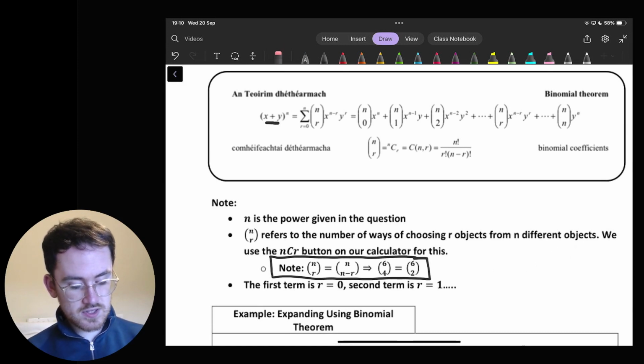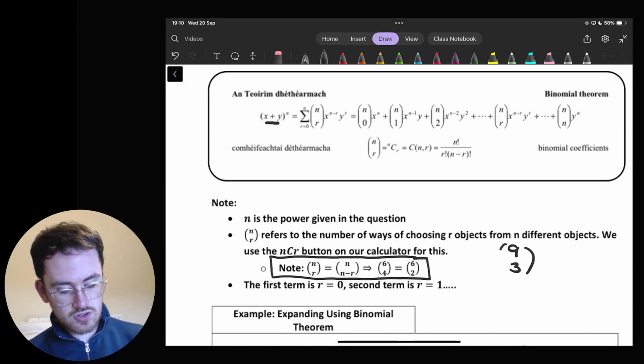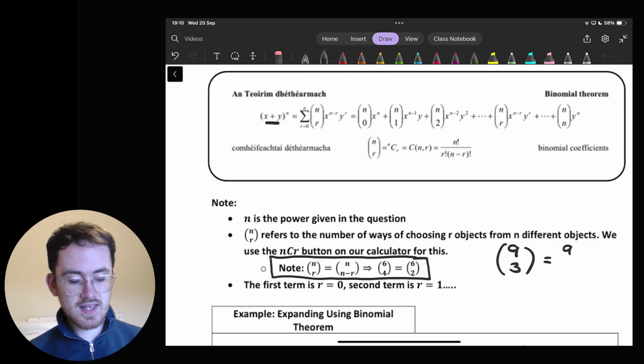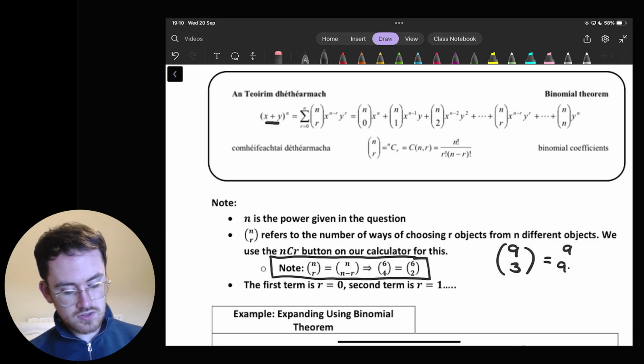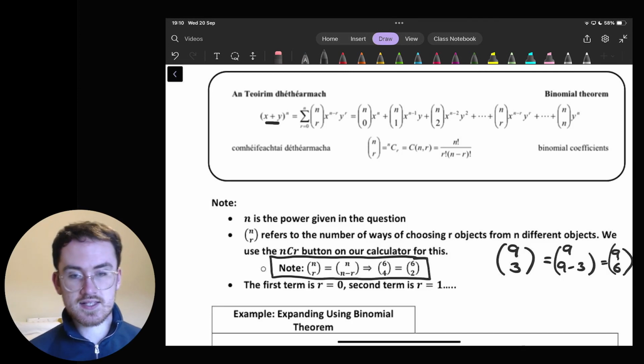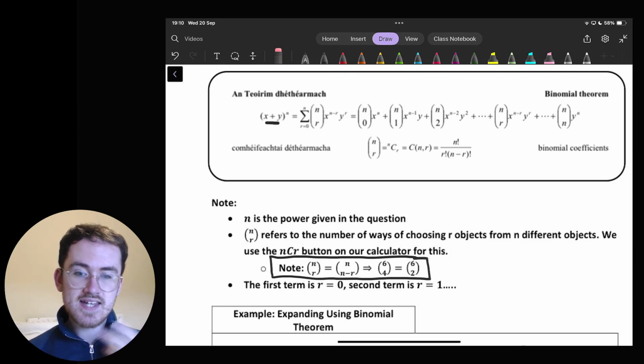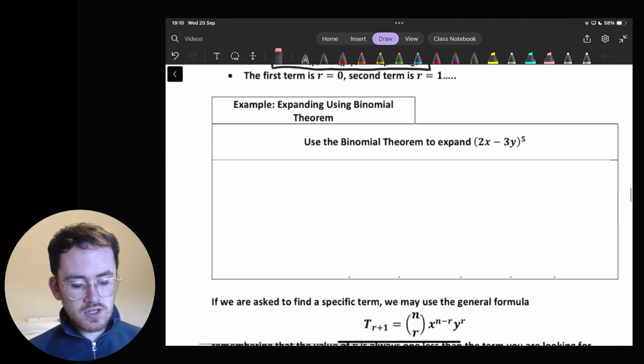So say for any number, say it was 9, if I had 9 choose 3, and I was asked to find another value that would give me the same answer, that would be 9 choose 9 take away 3, which is of course 9 choose 6. And we would have seen that when we were doing our Pascal's triangle, that the values tend to repeat after a certain kind of middle point. We're going to look at an example here.